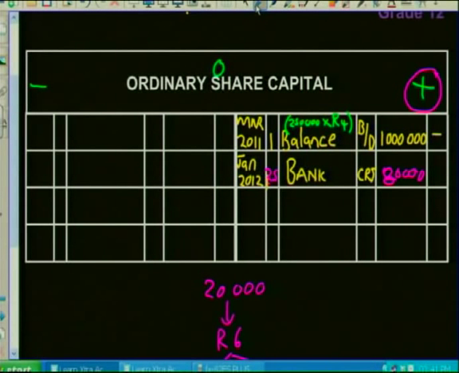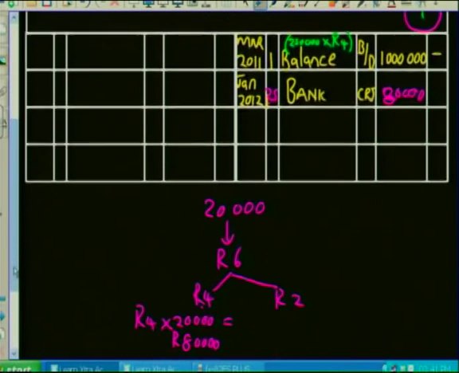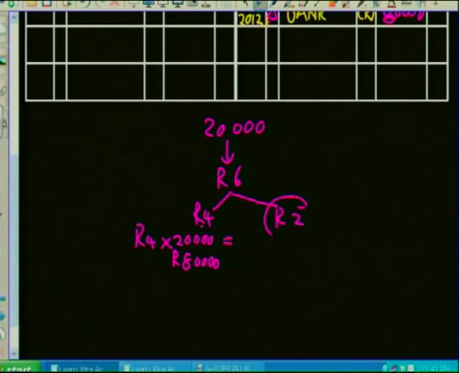Right, one part of the transaction is completed. Let's now look at the next part of the transaction, in other words, the 2 Rand. Now remember, guys, the 2 Rand affects share premium. In terms of your calculation, 20,000 shares were issued at a premium of 2 Rand, which means the company received a share premium of 40,000 Rand, 2 times the 20,000.